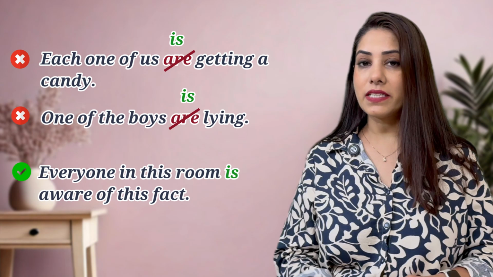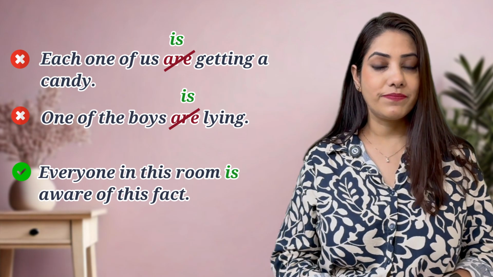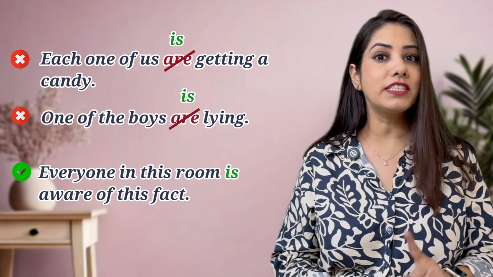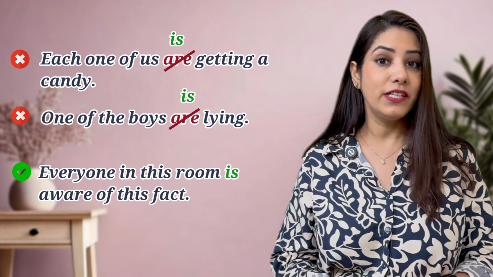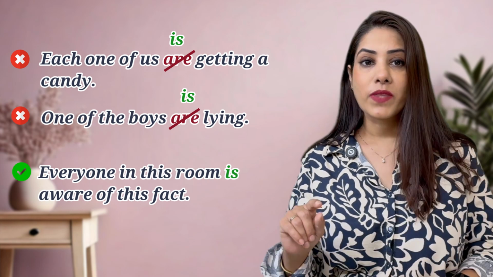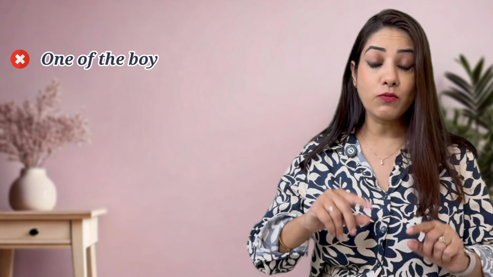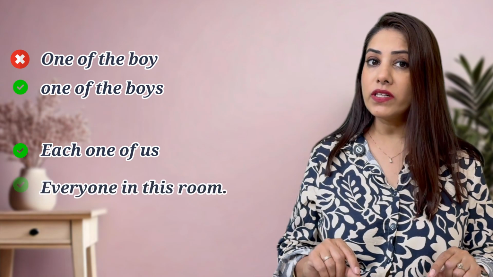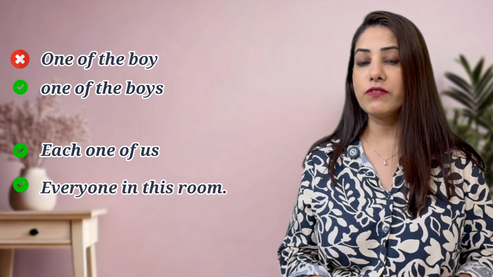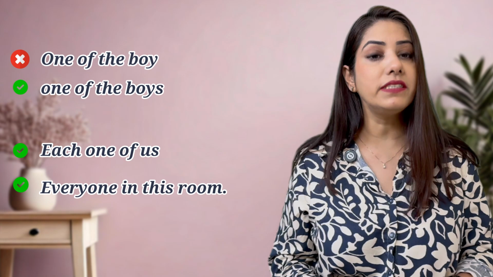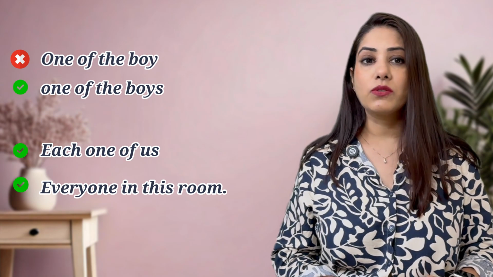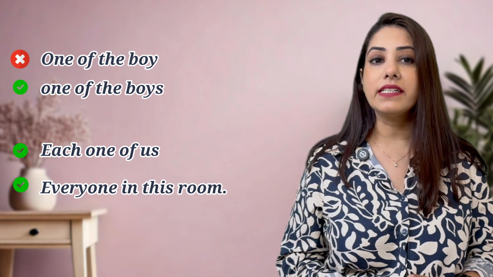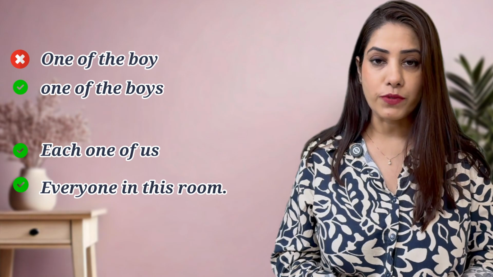So notice the mistakes and the corrections. And next time you use each, one, every, use a singular verb form, but a plural noun. One of boy will be incorrect because it is one out of many. One of boys. Each one of us. Everyone in this room. Here everyone is already a complete pronoun form, so we are not using any other noun or pronoun along with this.